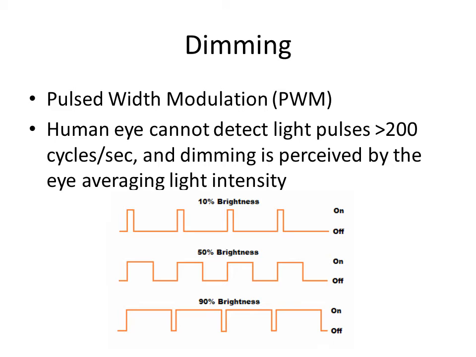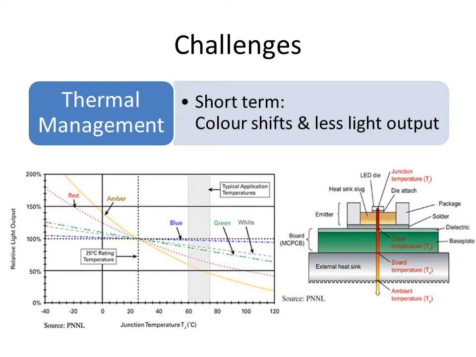LEDs can be dimmed by running at lower currents or with pulse width modulation. This is possible because the human eye can't detect high-frequency light pulses and averages the light intensity to perceive dim light. One of the challenges of LEDs is the need for proper thermal management.